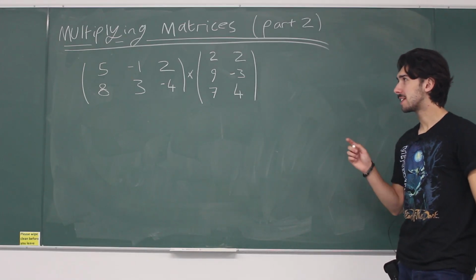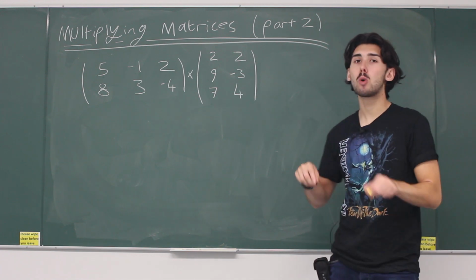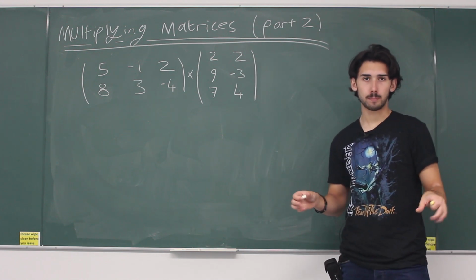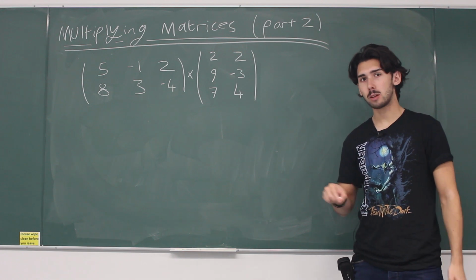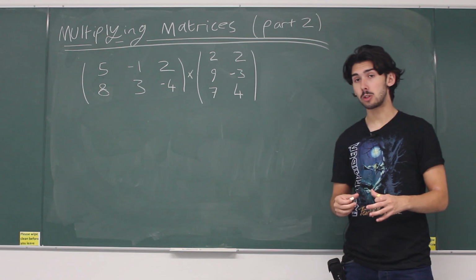In this video, we're taking another look at multiplying matrices together, but this time we're looking at multiplying more complicated matrices. So last time we only looked at 2 by 2 matrices. If you've not seen that video, go and check it out. The link is in the description. That's going to show you how to multiply 2 by 2 matrices with each other.